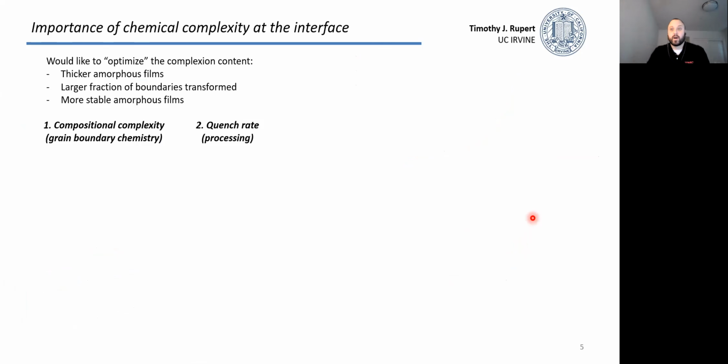So for what I'm going to tell you about these amorphous grain boundary complexions, I would first want to think about how we can try to optimize the complexion content. That can mean many things, but for example, it could mean that we want thicker amorphous films. Maybe we want a larger fraction of the boundaries transformed or more stable amorphous films. And I'll talk about two things. We're going to look at grain boundary chemistry and also processing in terms of quenching rate.